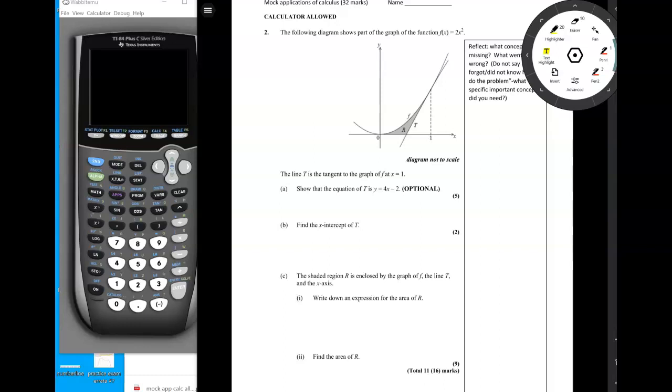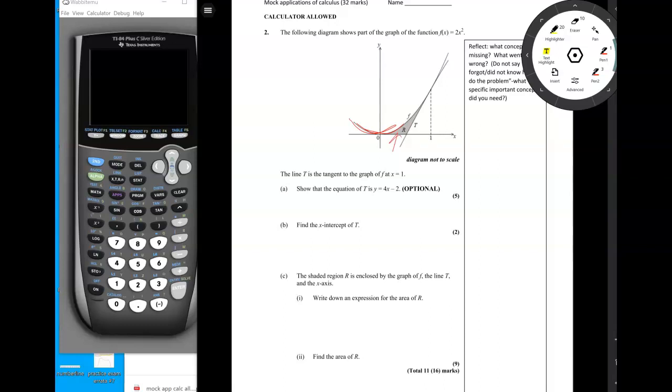So the following diagram shows part of the graph of a function f of x equals 2x squared. That's, of course, this parabola here. The line t is a tangent to the graph of f at x equals 1, so that would be this straight line here. Obviously, we're going to have to find this area here that's shaded, but before we do that, they're going to ask us a bunch of preparation questions.